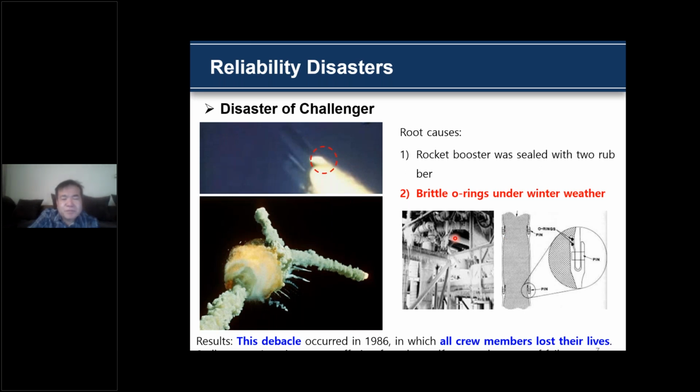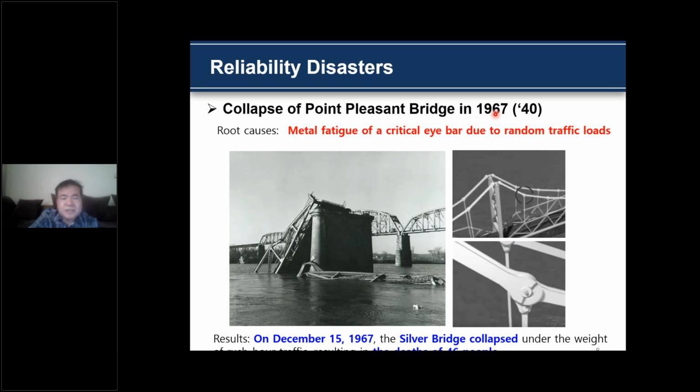This is the collapse of the Silver Bridge in 1967. It came from metal fatigue and a critical crack due to the random traffic load. On December 15, 1967, the Silver Bridge collapsed under the weight of rush hour traffic, resulting in the death of 46 people.